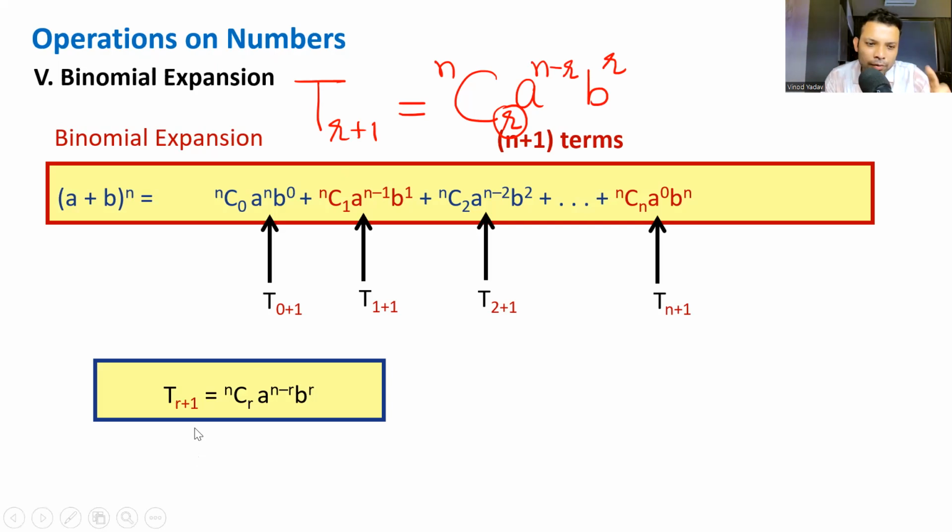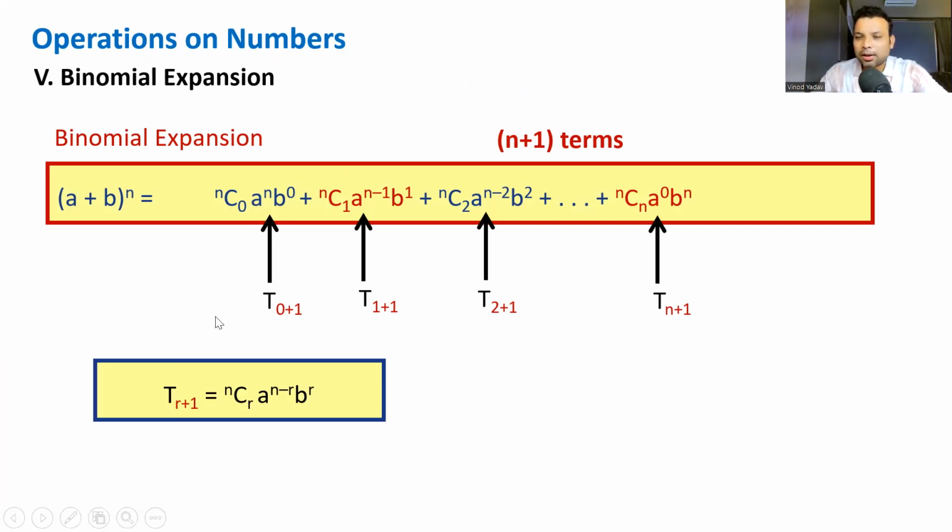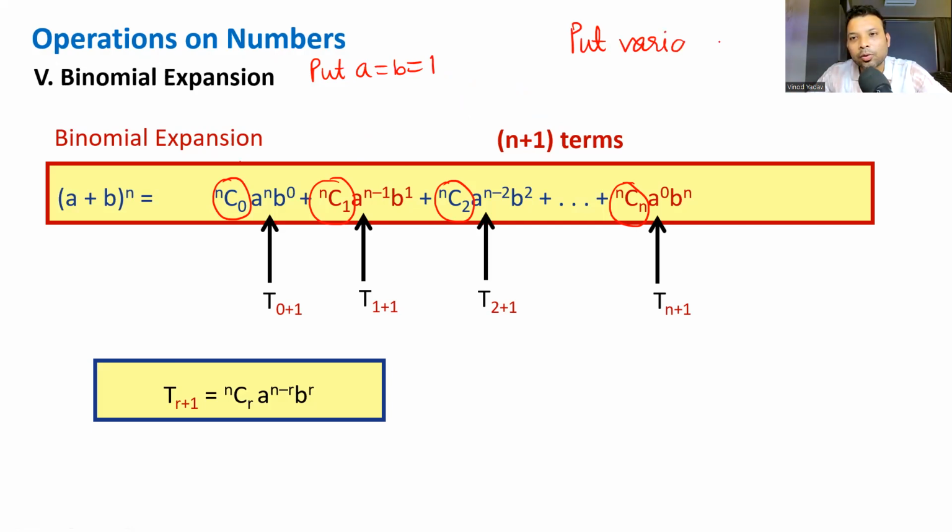Now, one more thing, which you will see in the questions. If they ask me, find the sum of all the coefficients. So can I say this is the coefficient? This is also called the binomial coefficient, the numerical value attached in every term. If I want to find the sum of all these only, what should I do? Ek simple sa logic hai. Here, A and B are there. So put A and B, both of them as one. So jab jab sum of the coefficients puchega, put the variables equal to one.